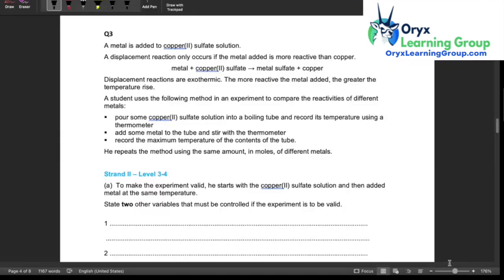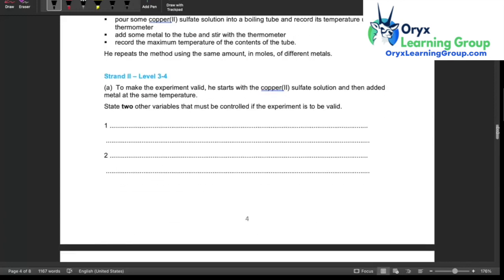So that you cannot put it here because they have said that he repeats the method using the same amount in moles of different metals. So that point you can't put it here because it's already controlled, right? So you have to put any other control. What are the other things we can put here? So correct, one is volume of copper sulfate. What else?